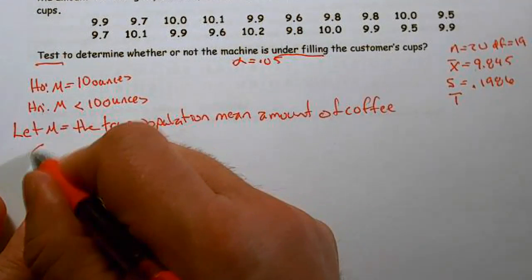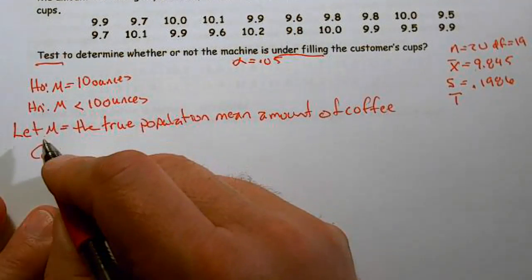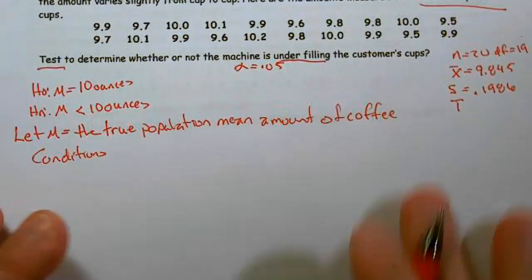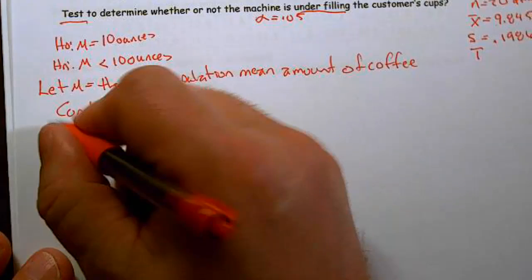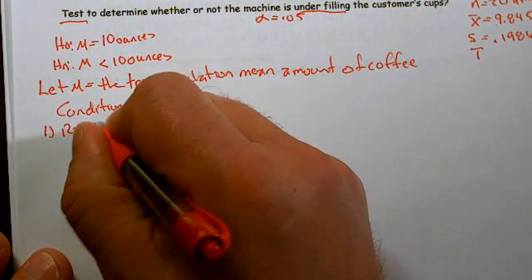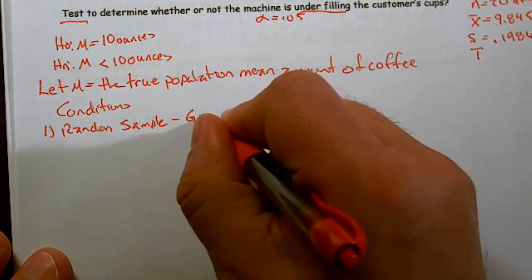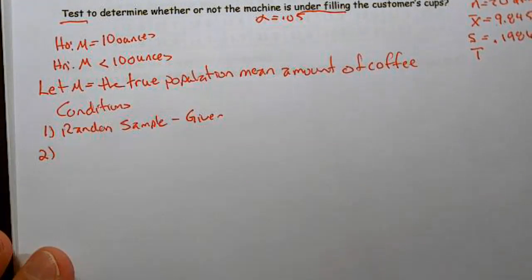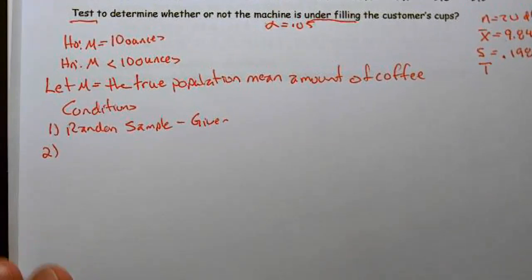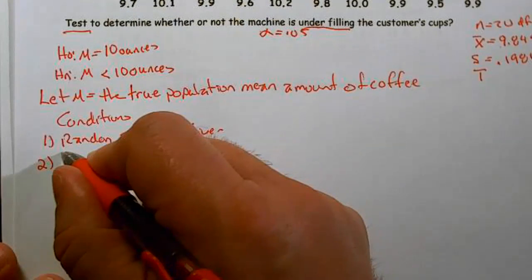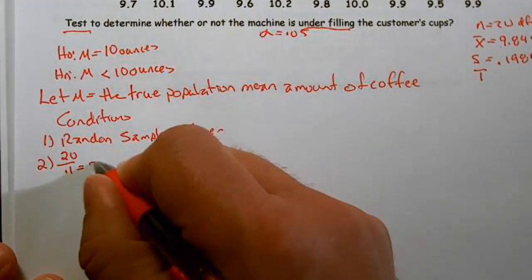Conditions. The first condition is it needs to be a random sample. Fortunately, they told us it was up here. They said, hey, it's a random sample. And this is just given. Second, the next thing we need to check is whether or not our sample is less than 10% of the population. So our sample was size 20, 20 divided by 0.1 equals 200.